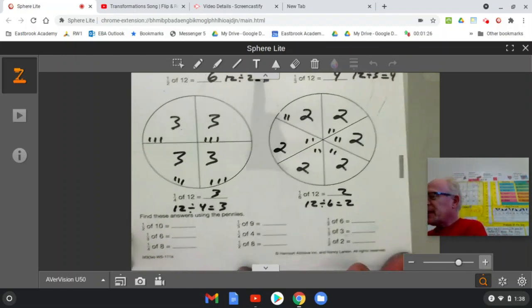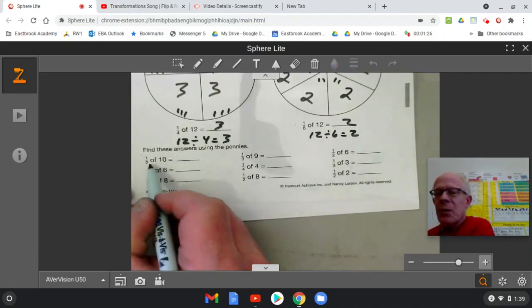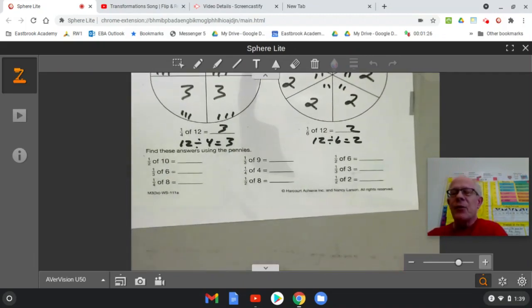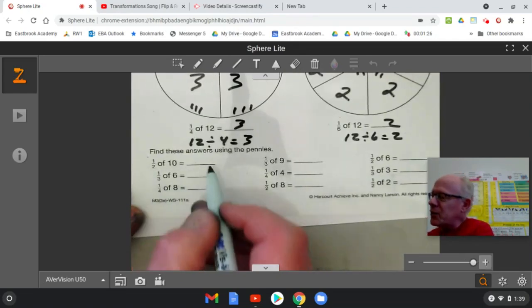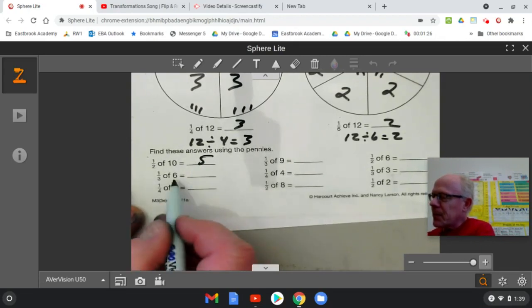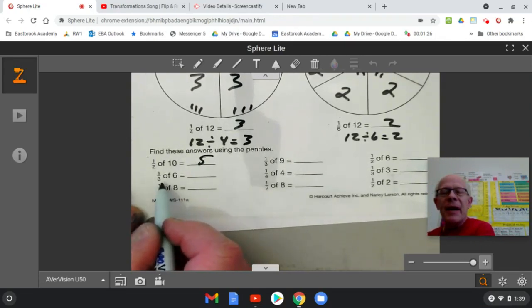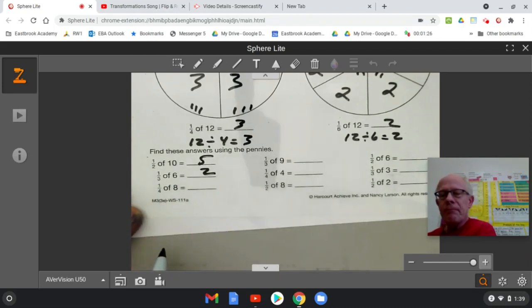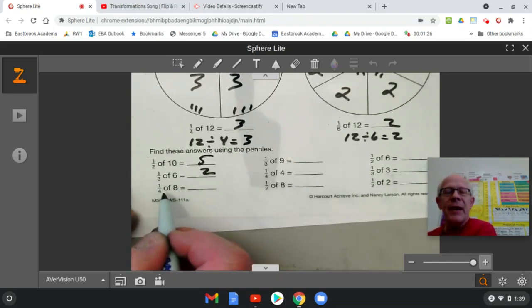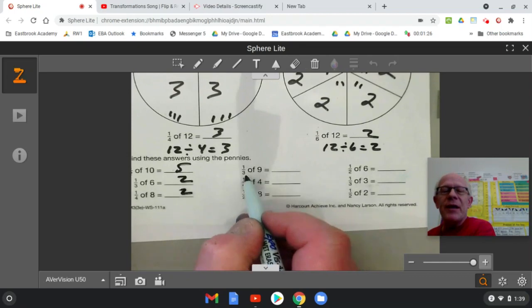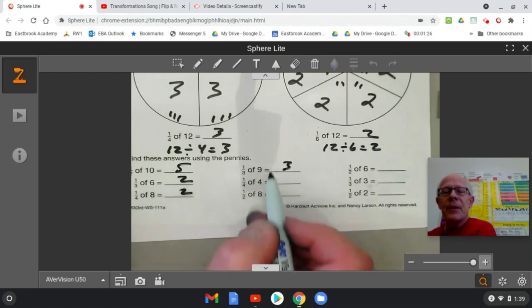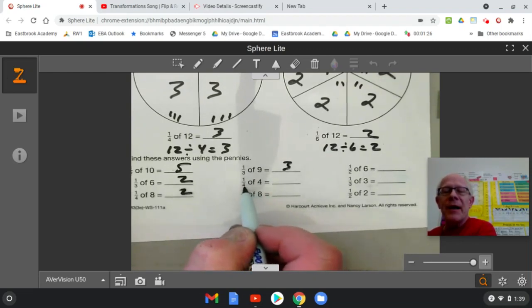Okay. Now let's just quickly answer these down below. 1/2 of 10 would be what? So in other words, I'm dividing 10 into 2 parts. 10 divided by 2 is 5. 1/3 of 6 would be 6 divided by 3 is 2. 1/4 of 8 would be 8 divided by 4, 2. 1/3 of 9 would be 9 divided by 3, or 3. 1/4 of 4 would be 4 divided by 4 equals 1.